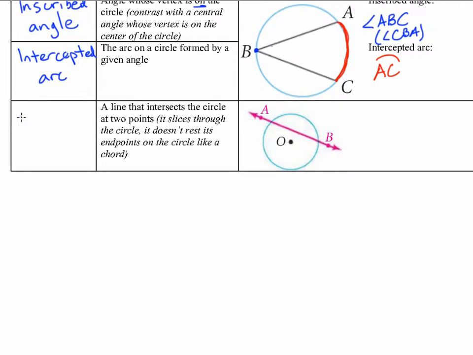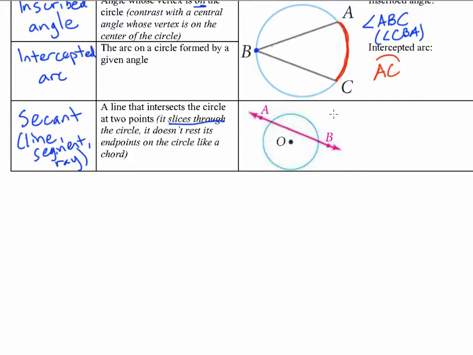Finally, our last vocab is secant. A secant, and remember, again, a secant is usually a line, but I suppose it could be a ray, or a segment, I guess. It could be a segment as long as it goes through the circle, or a ray. Usually we talk about a line. A secant line is a line that intersects the circle at 2 points. So the key difference is a secant slices through the circle.